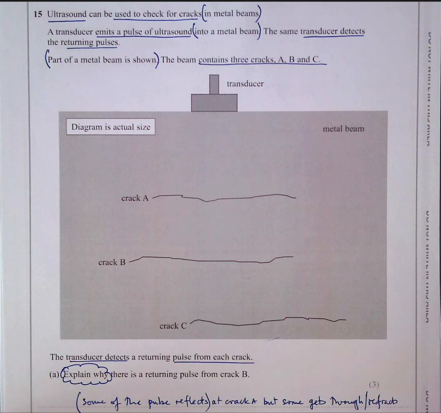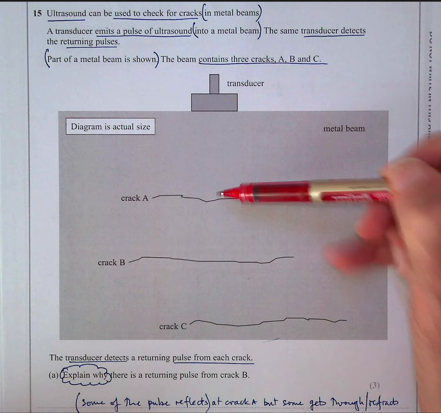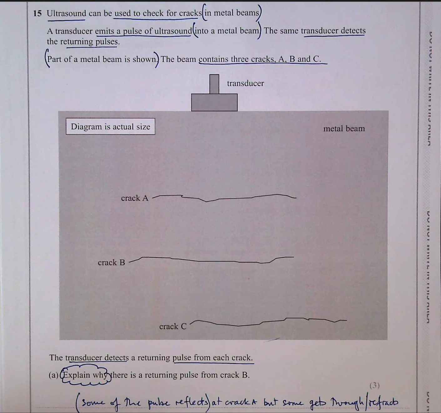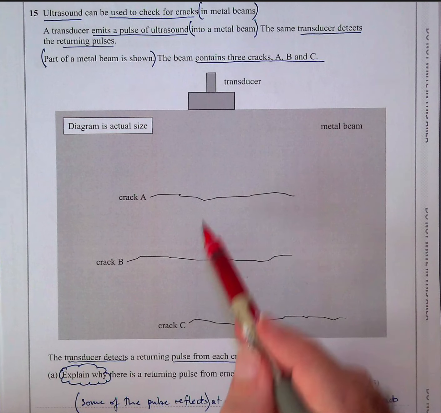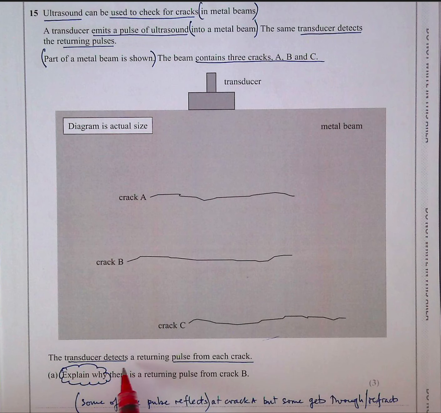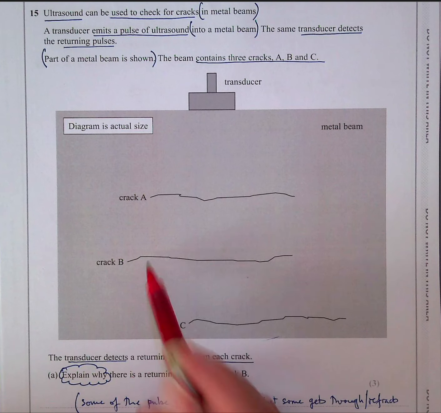Okay, if you remember GCSE, this happens when fishermen send pulses to see where the bottom of the sea is, or sometimes to check if they can find schools of fish, as the pulse bounces off different materials. So the transducer detects a returning pulse from each crack. Explain why there is a returning pulse from crack B.